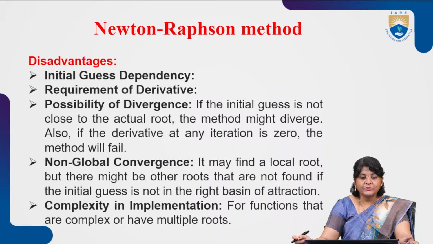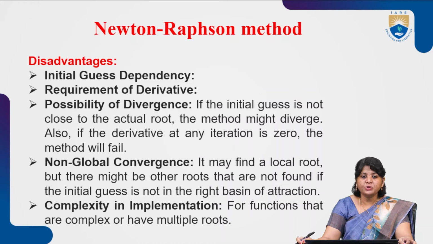Disadvantages of the Newton-Raphson method: initial guess dependency. If the initial guess is not approximate or not near the actual root, then more iterations need to be considered. Requirement of derivative. We need to concentrate very much on the function given.